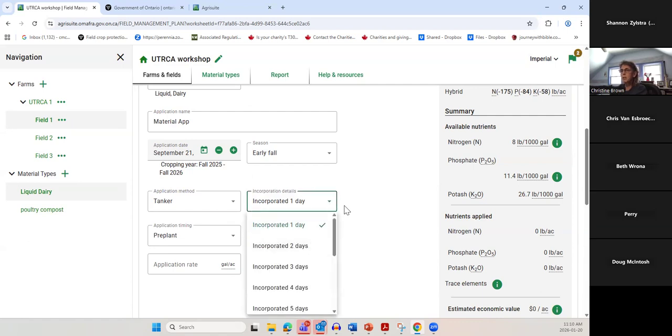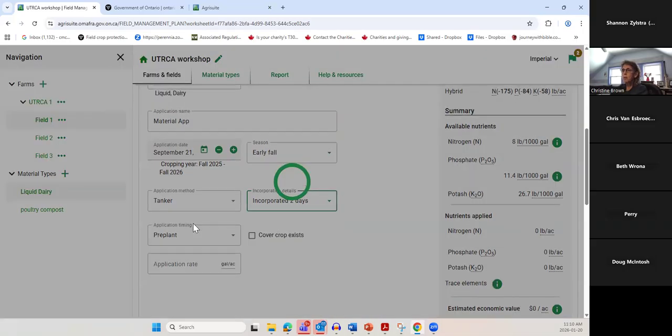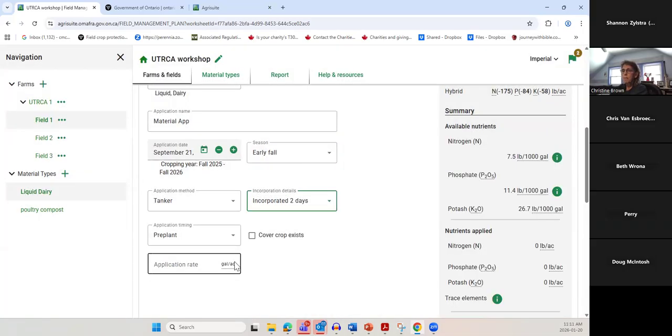Depends on how I did this. I'm going to assume it was a cover crop, so I incorporate it within 2 days. And my application rate, because I'm putting out manure, we'll say 6,500 gallons. This is the nice thing about the manure calculator. So I've just said that this is my management. I'm putting it on in early fall.